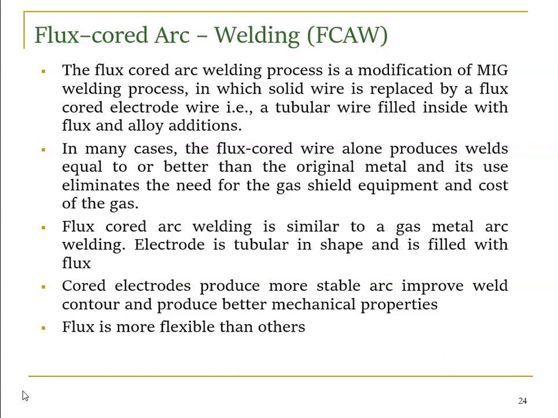So generally, it is similar to metal arc welding. The only difference is the electrode is coated with the fluxes. So commonly, it's a flux cored wire. Flux core arc welding is similar to gas metal arc welding. The electrode is in tubular form, filled with flux. Cored electrodes produce a more suitable arc, improve the weld contour, and produce better mechanical properties. Flux is more flexible than others, right? So this is flux core arc welding.